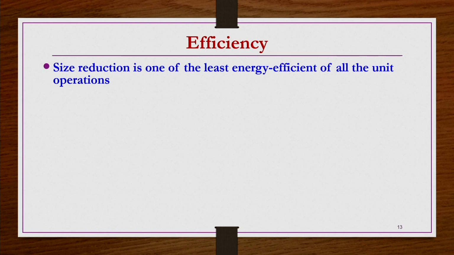Efficiency. Size reduction is one of the least energy efficient of all the unit operations. Why? Because, as I mentioned, for a given example of a ball mill, only a small fraction of the power that is supplied is utilized by the particles for size reduction, and the rest is for operating the equipment and all that. So, that is the reason size reduction is one of the least energy efficient operations among all unit operations of chemical engineering.